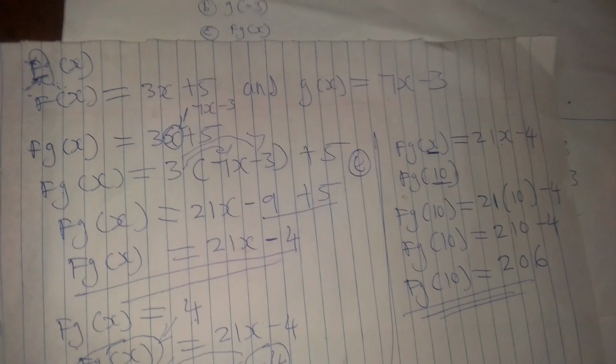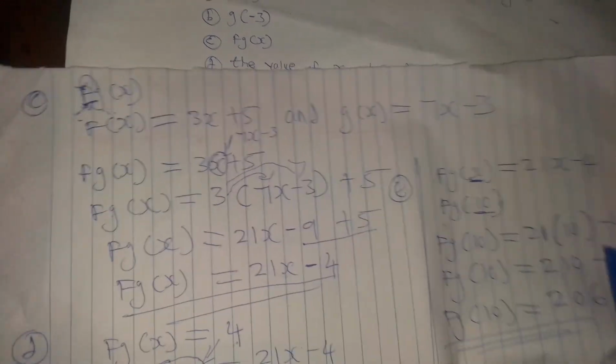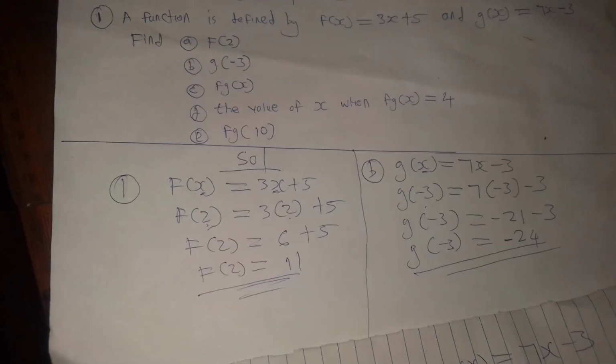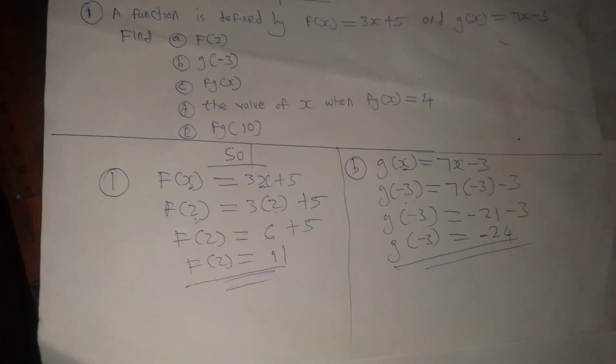So our answer for fg 10 is 206. Okay, so we are going to look at other examples now, example 2 rather, for functions.